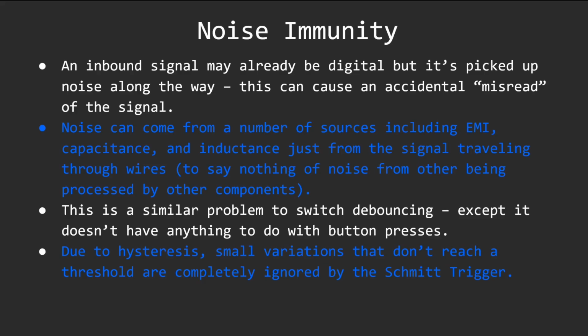Next, we have noise immunity. Now, an inbound signal might already be digital and might be more or less a square wave, but somehow it's picked up some noise along the way. Well, this can cause an accidental misread of that signal.